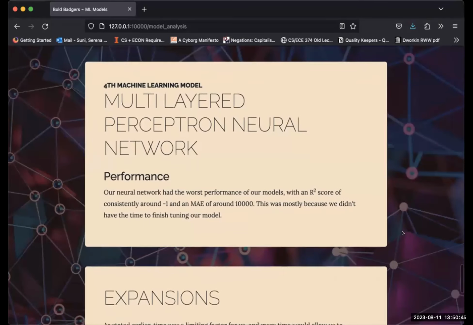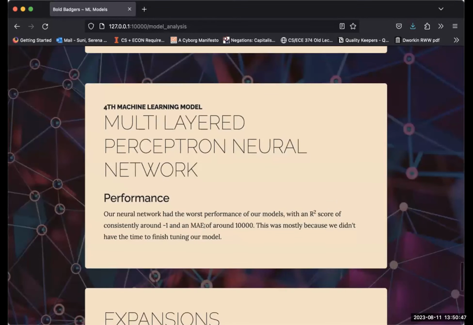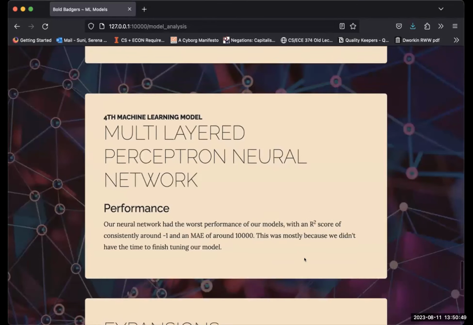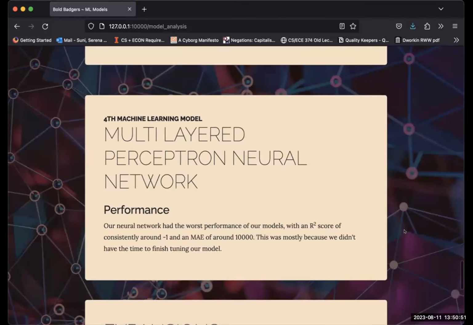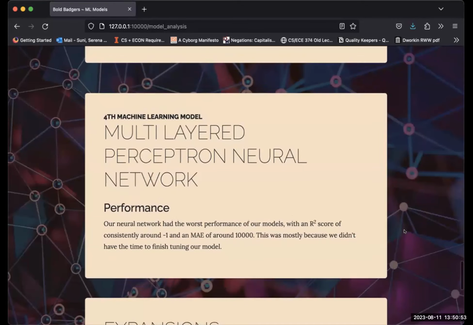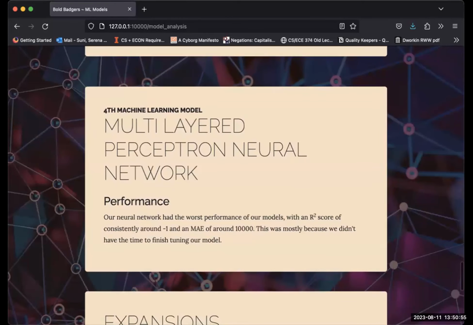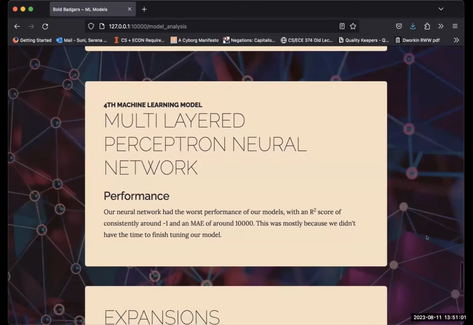Then lastly, we have our MLP neural network. This had an abysmal R-squared value of -1. And so that means there's absolutely no correlation in any slight way to our actual data, and had a mean absolute error of 10,000. It's a nice number, but it's really big.